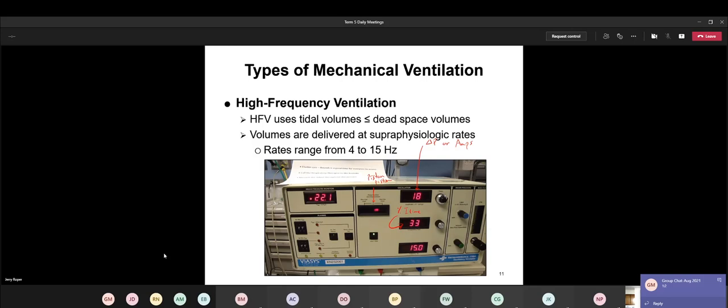And then for whatever reason, if you needed to have a 1-to-3 ratio, you're going to have to set your percent I time to, and again, this probably would never happen with a newborn, 25%.